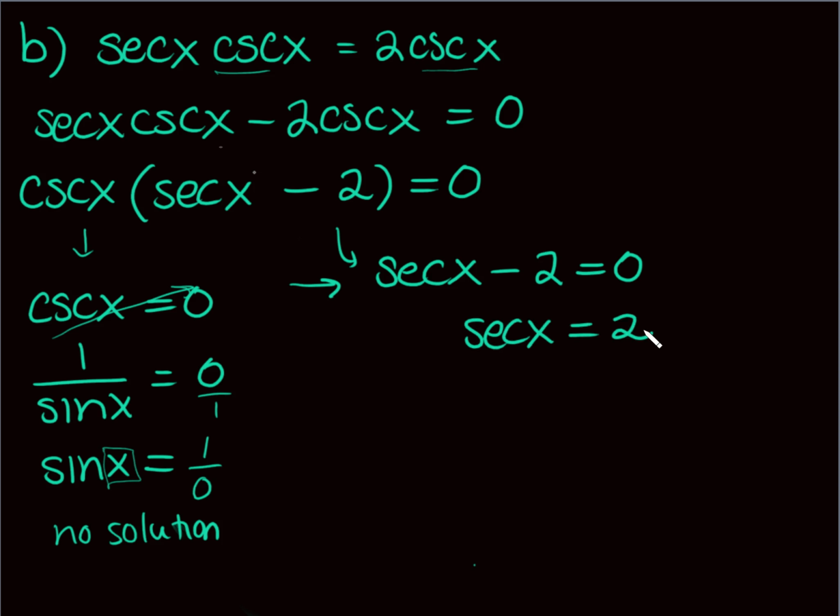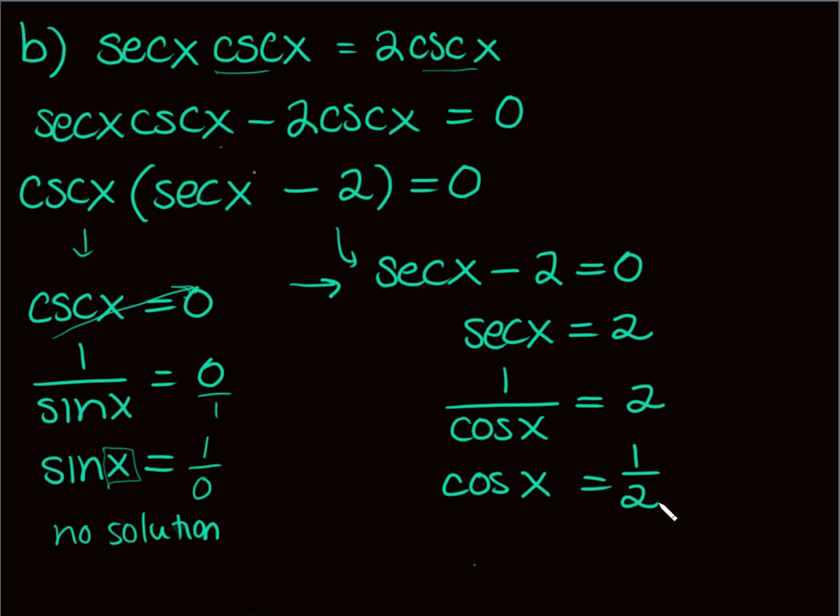So if you don't know what angle gives you 2 when you take the secant of it right off the top of your head, let's rewrite secant as 1 over cosine of x. That equals 2. And then let's flip both sides, which we can do. Cosine of x, then this is 2 over 1, must equal 1/2.